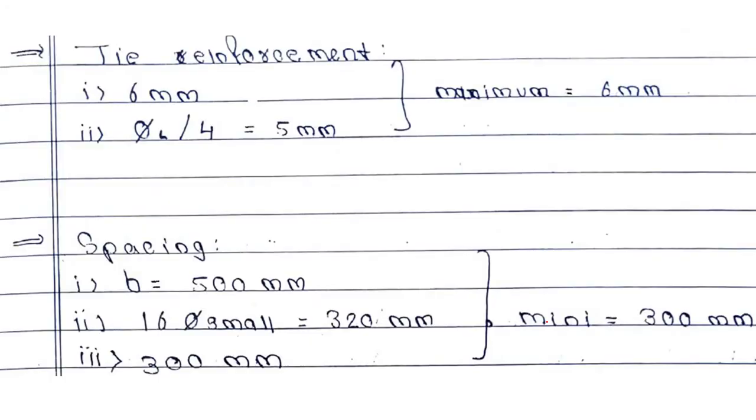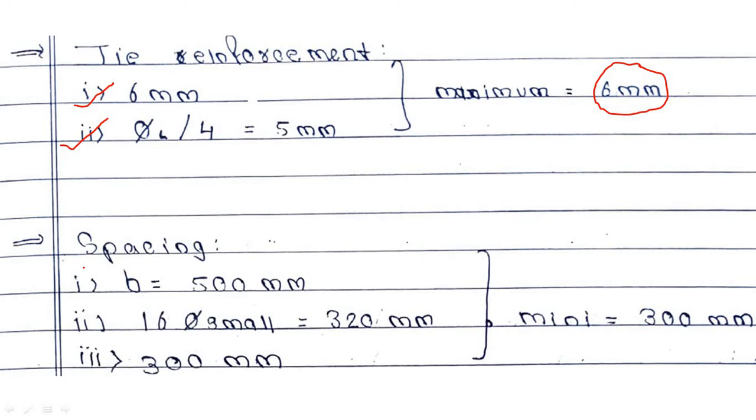Next, we will find the tie reinforcement. For tie reinforcement we will consider two things. First there will be 6 mm, which is fixed, and second is the larger diameter divided by 4. In our case larger diameter is 20 mm, so 20 divided by 4 is 5. From this we have to consider the maximum diameter for the tie reinforcement. So the tie reinforcement will be 6 mm diameter.